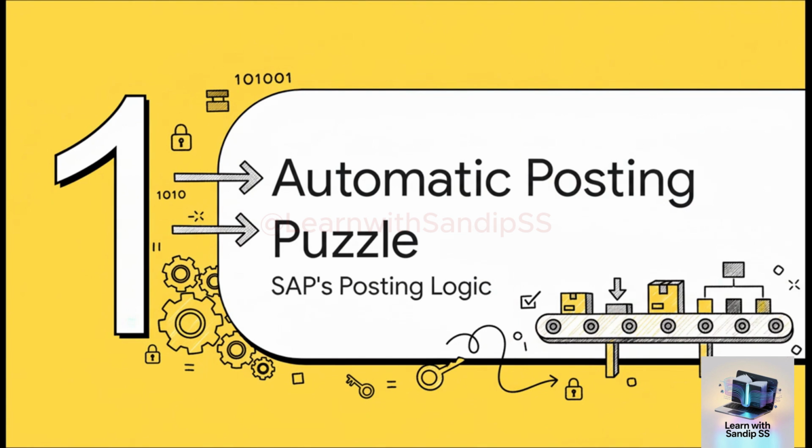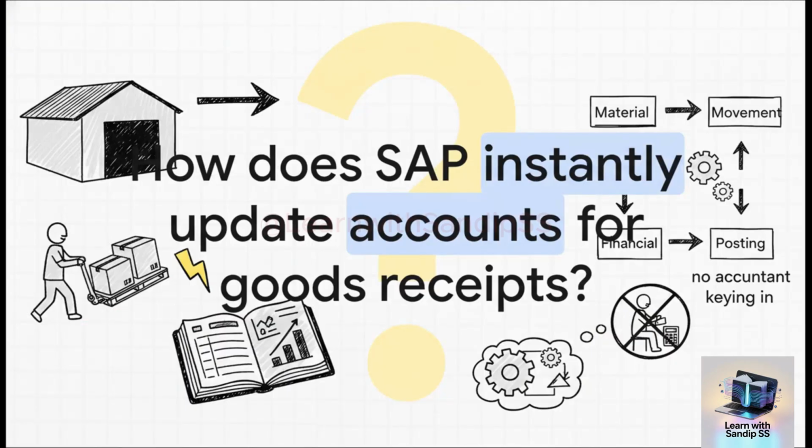You know, at the heart of any smooth-running supply chain is a system that just works. Things happen, and the system just handles it. No drama, no constant manual work. I mean, really think about that for a second. A physical thing happens out in the real world. A truck arrives, a box is scanned, and instantly the company's financial books are perfectly updated. There's no accountant sitting there keying in debits and credits. So how does it happen? That's the big question, and the answer is actually pretty amazing.